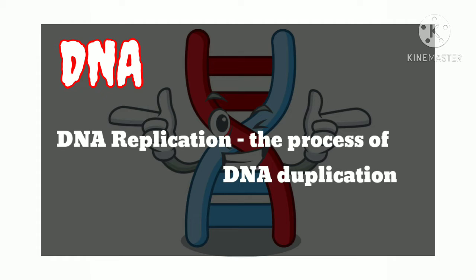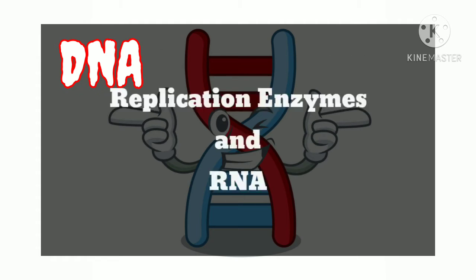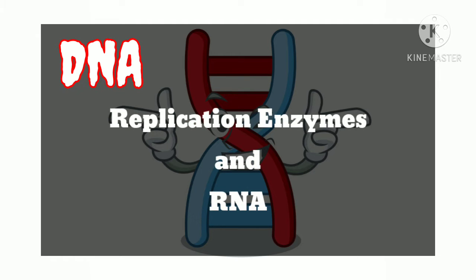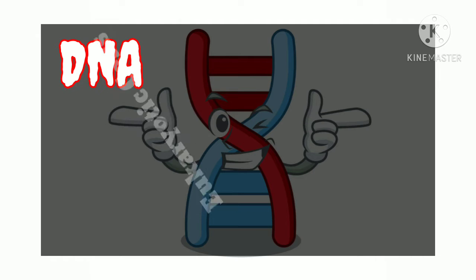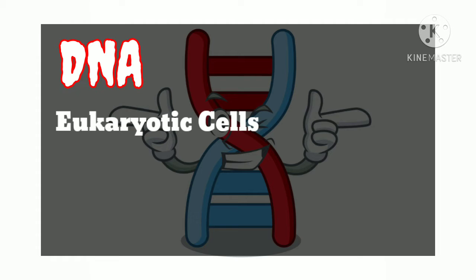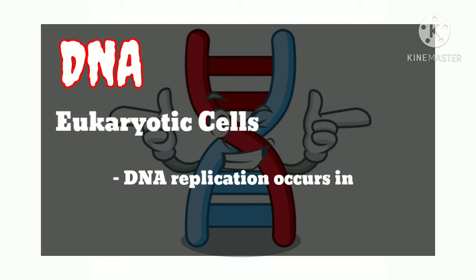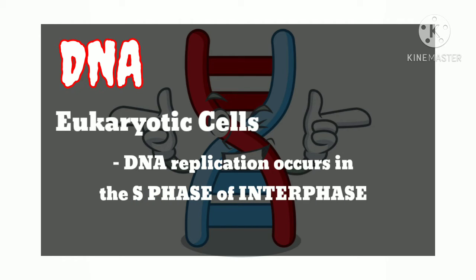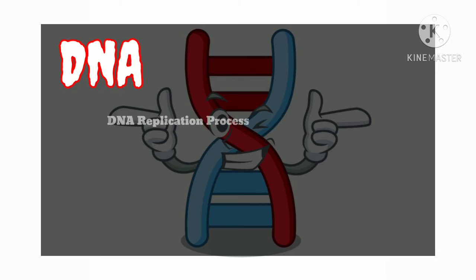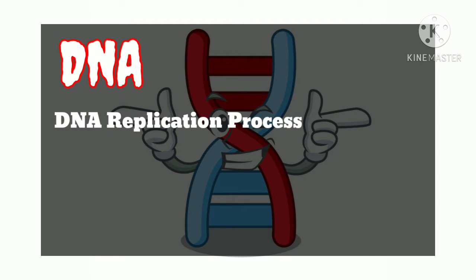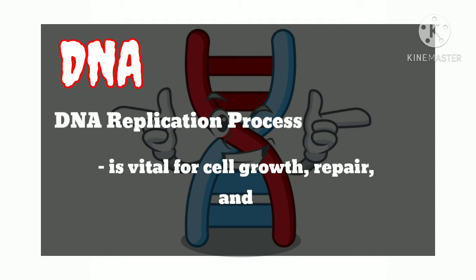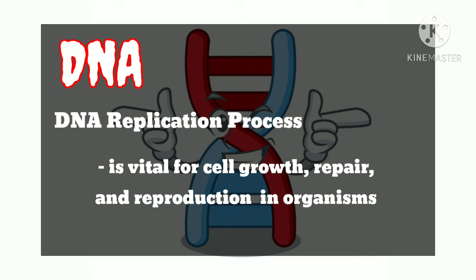Replication follows several steps that involve multiple proteins called replication enzymes and RNA. In eukaryotic cells, such as animal cells and plant cells, DNA replication occurs in the S phase of interphase during the cell cycle. The process of DNA replication is vital for cell growth, repair, and reproduction in organisms.